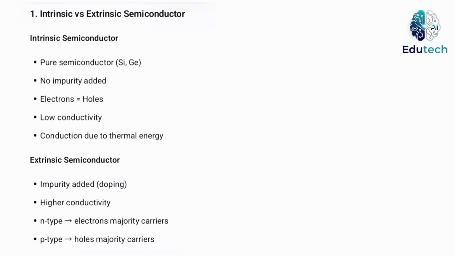increase its conductivity. If pentavalent impurity is added, it becomes an N-type semiconductor with electrons as majority carriers. If trivalent impurity is added, it becomes a P-type semiconductor with holes as majority carriers.